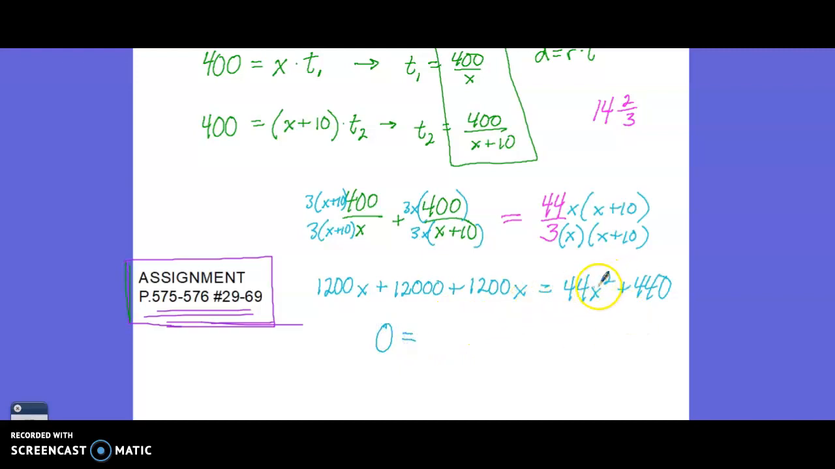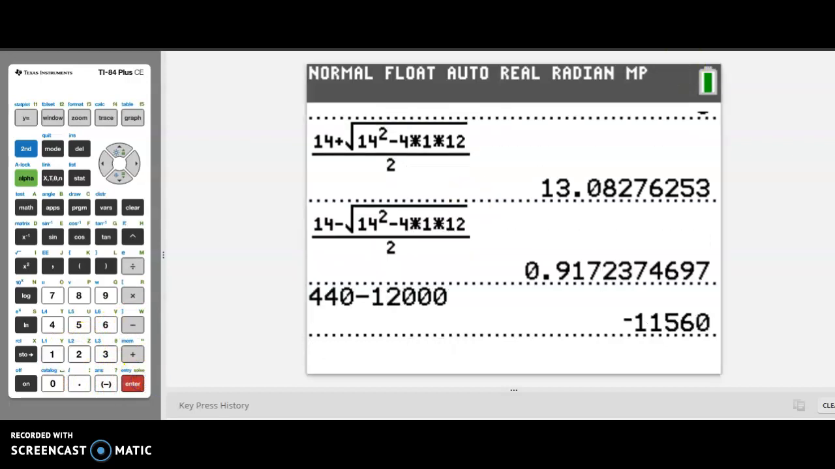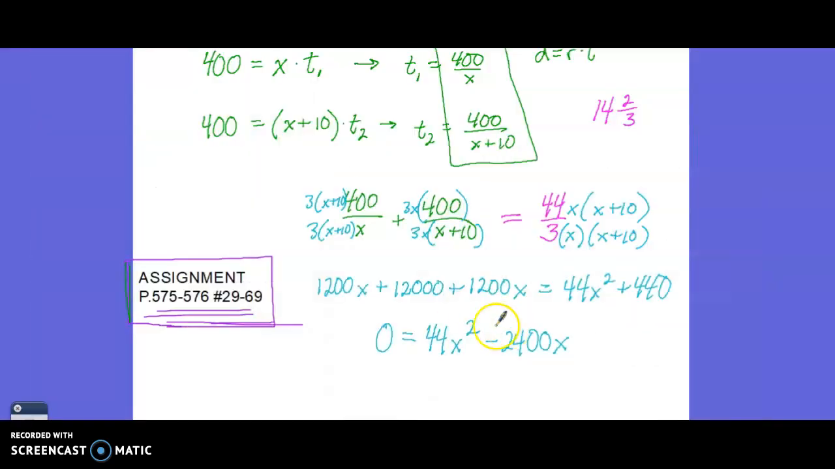And if you wanted to, you could actually simplify this. I think all these numbers are divisible by at least 4, if not something bigger. Otherwise, what do we have? 2400x to subtract over. And then 440 minus 12,000, negative 11,560.